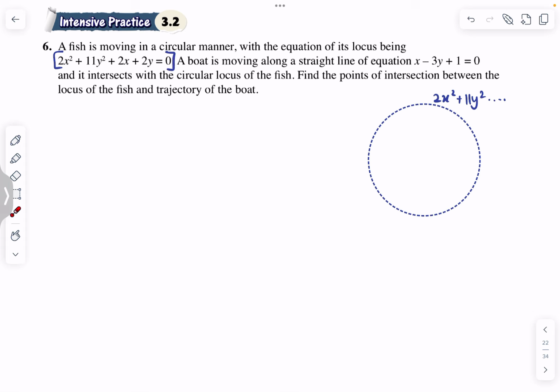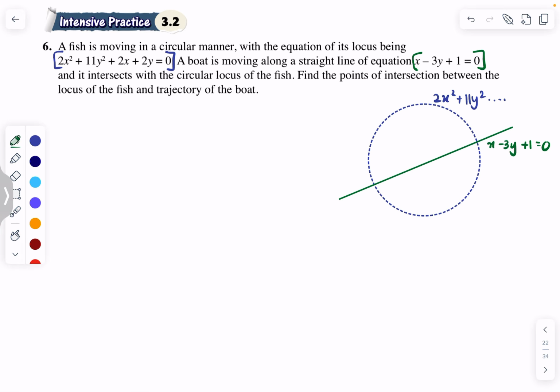And then they said a boat is moving along a straight line with this equation. Now we have a boat. So a boat is moving in a straight line with this equation: x minus 3y plus 1 equals 0. And it intersects with the circular locus of the fish. Find the points of intersection between the locus of fish and trajectory of boat. So they want us to find the intersection points.